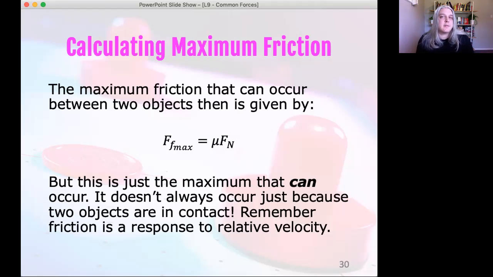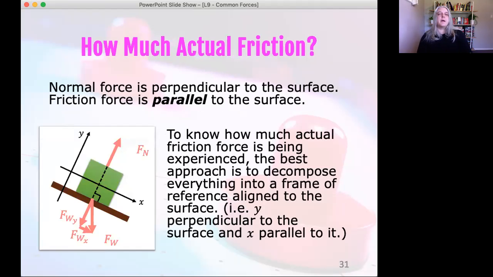But if the object is at rest, there's no friction at all because there's no velocity. And it's only when you've got velocity that you are going to have friction. Sorry, I should clarify. It's only when you've got something attempting to give the object some velocity. There's not always going to be velocity. Hopefully that's not too confusing, but let's continue thinking about it a little bit more. How much actual friction do we get?